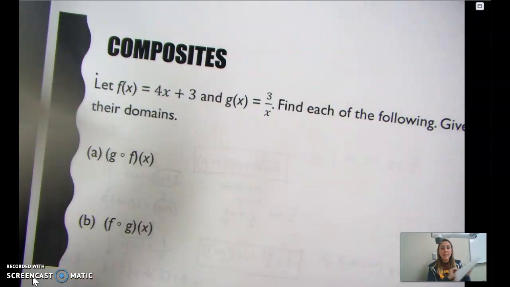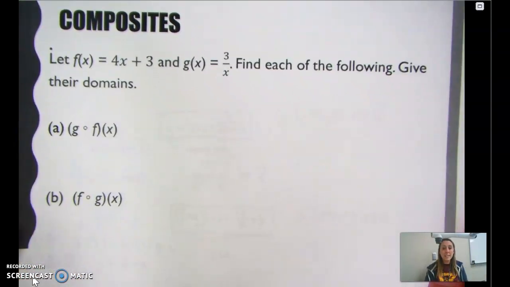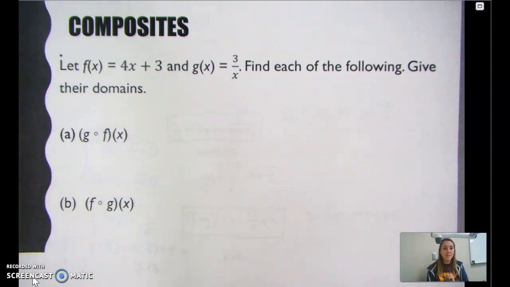All right, so the next slide is this one. Please get this down in your notes, and we'll go over it together. Hit pause, please.